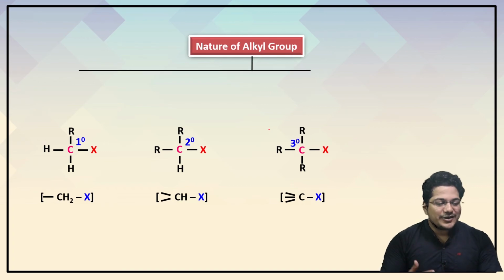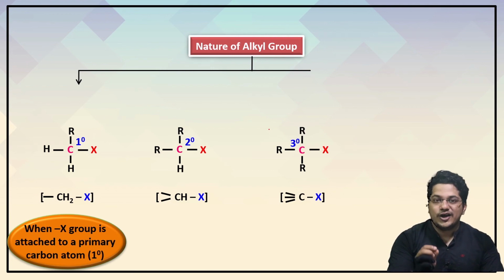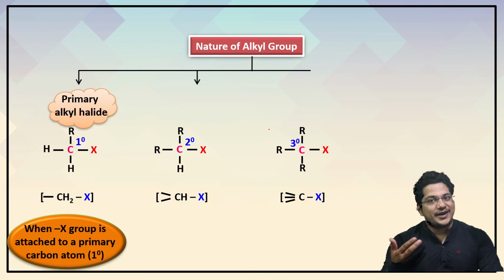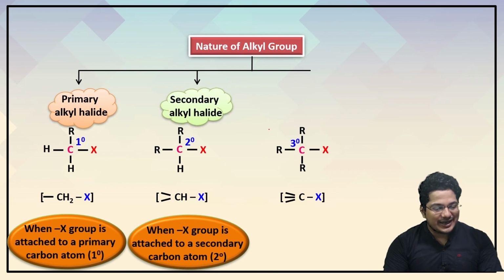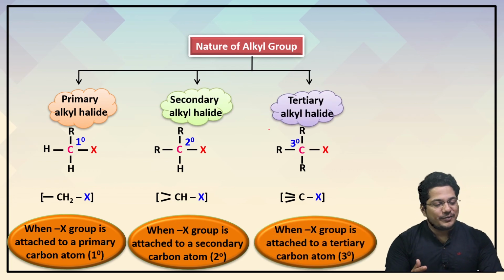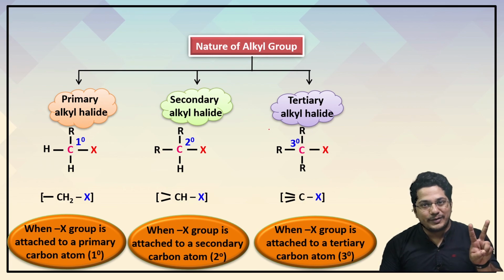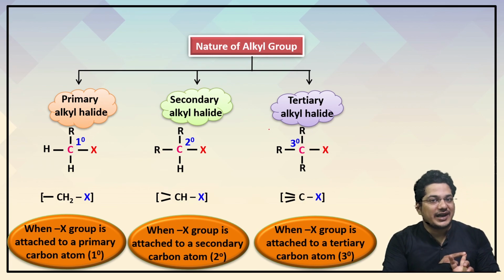Let's move further. So what we can say, on the basis of alkyl groups, you would get primary alkyl halide when X is attached to a carbon which is primary, therefore primary alkyl halide. If X is attached to a carbon which is secondary, secondary alkyl halide. And if X is attached to a carbon which is tertiary, it would be a tertiary alkyl halide. So when you talk about classification, classification can be done on 2 bases, either on the number of halogen atoms or on the basis of alkyl group.